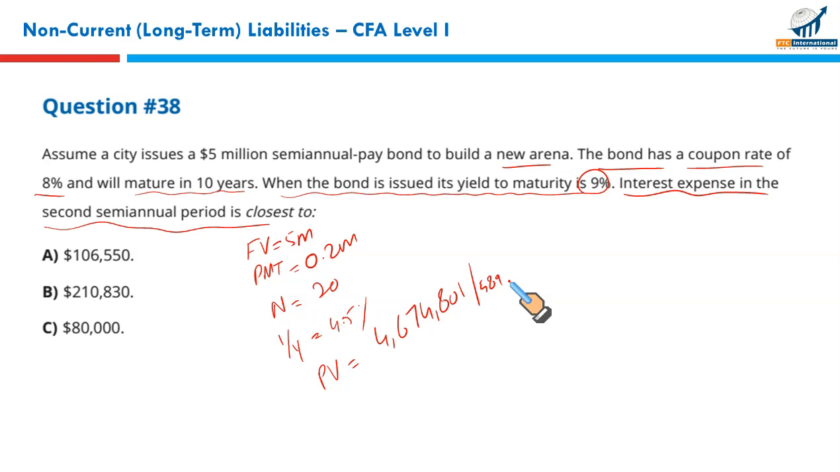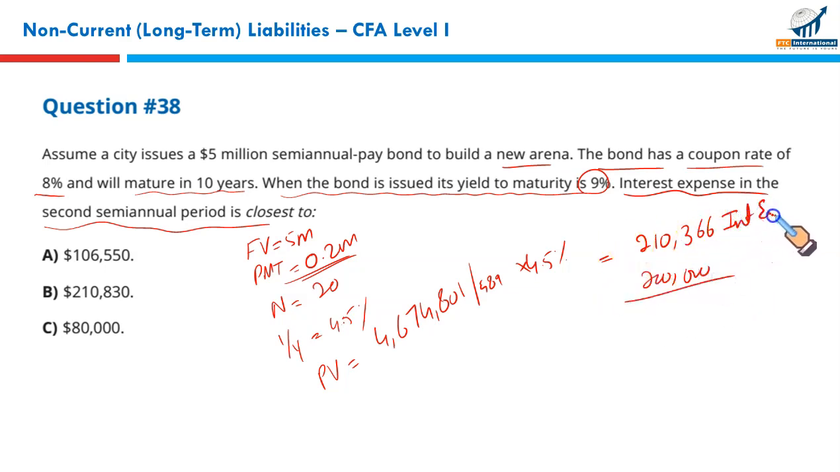Now, what will be the interest expense at the end of the first period? That's the first period of 6 months. So multiply this with 4.5%. What you get is 210,366. This is the interest expense. What's the interest payment? 0.2, that is $200,000. So the difference between the interest expense and the interest paid, this difference is your bond discount amortized, that is 10,366.